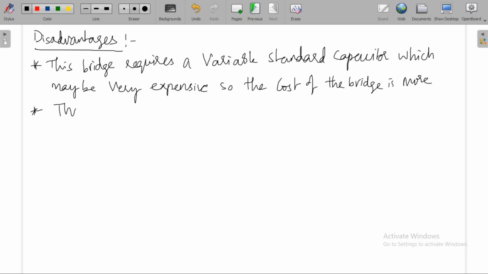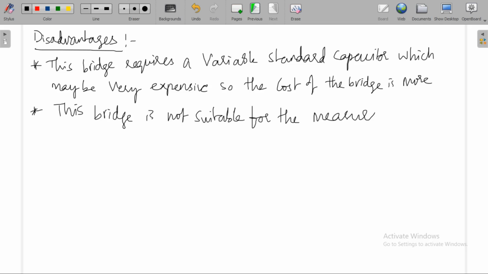This bridge is not suitable for the measurement of high Q coils.